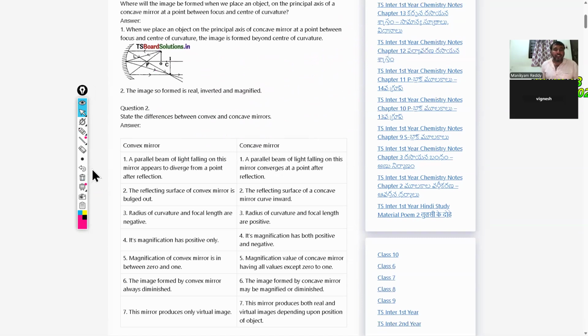Next question is question 2. State the differences between convex and concave mirror. What is the first difference? Convex mirror, concave mirror. What is it first of all for the convex mirror?